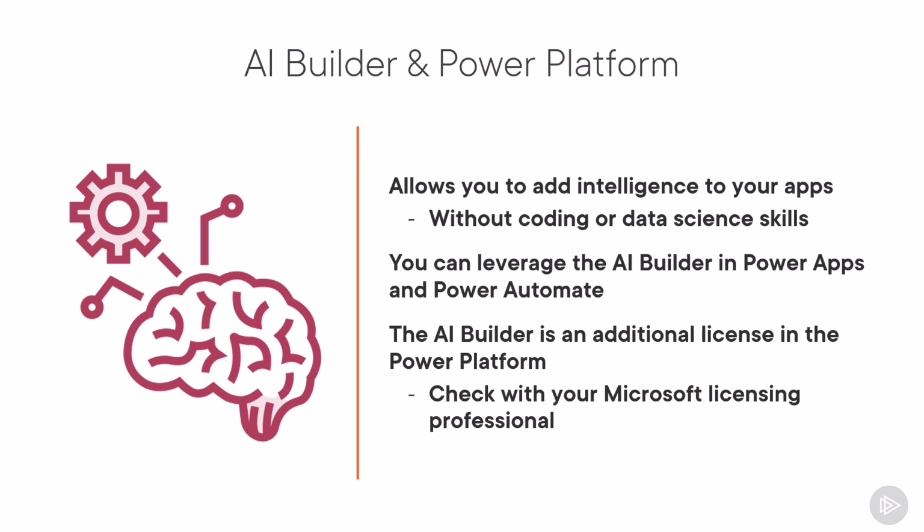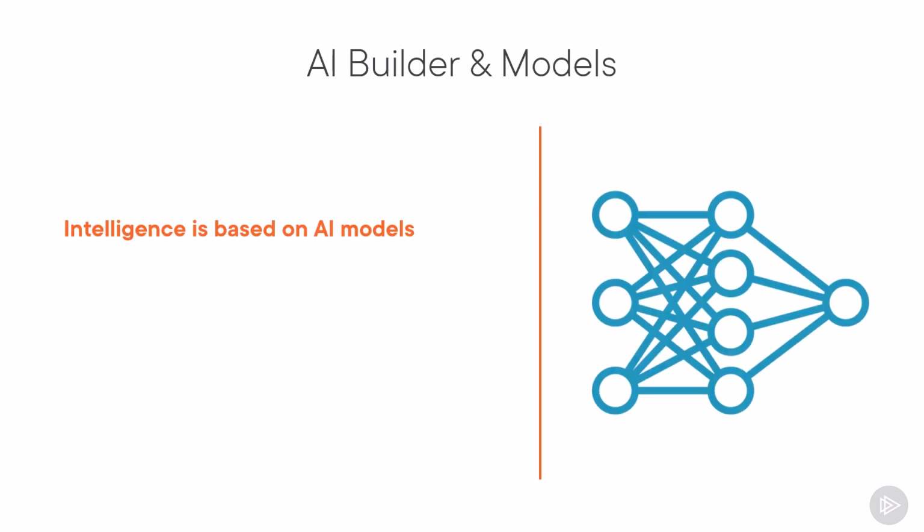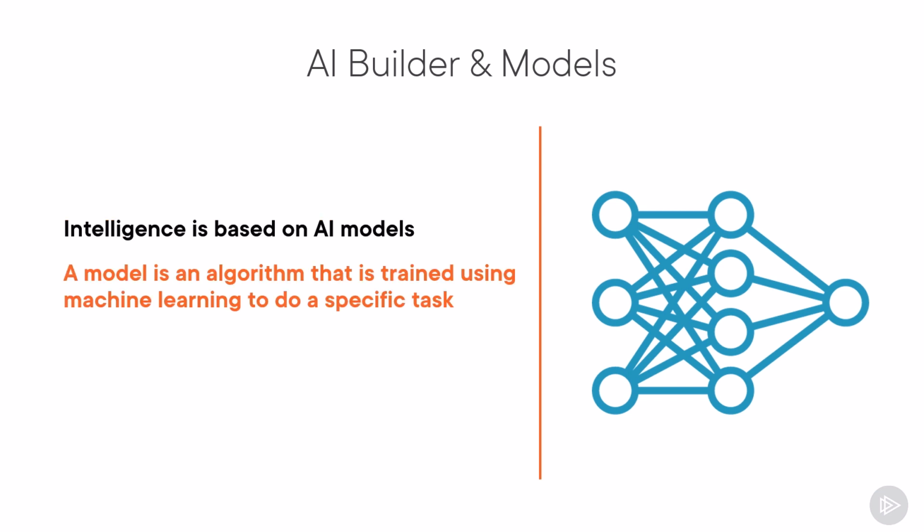Licensing will change in the future, so really always check with your Microsoft licensing professional how much the cost currently is. In the AI Builder, the artificial intelligence is based on different AI model types that you choose from based on your business needs. An AI model is basically an algorithm that is trained using machine learning to do a specific task.